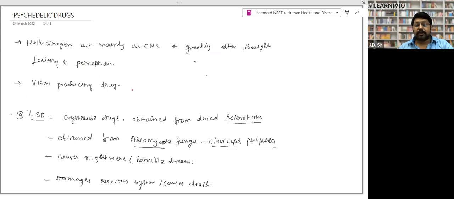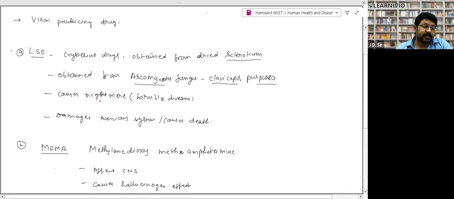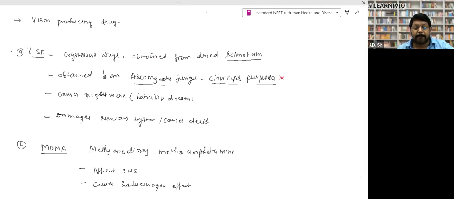They are vision-producing drugs. Means the person gets some better feeling. He is in the worst place but gets a better feeling. In a very good place but feels horrible. The first of them is LSD. This question has been asked multiple times. The source of LSD: LSD is a crystalline drug obtained from a dried sclerotium. Sclerotium is a type of fungus, right? It is the fruiting body of a fungus. It is obtained from an Ascomycetes fungus. The name of the fungus is Claviceps purpurea. So LSD is obtained from Claviceps purpurea.